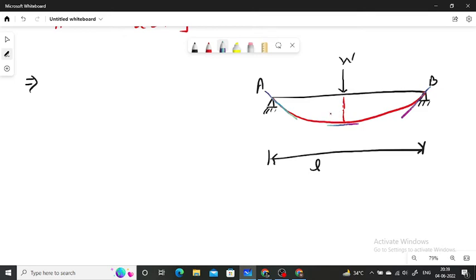Now here, if we consider a section XX at a distance x from the point A, and the deflection at this section is y, in that case the moment about this section XX will be equal to EI into d2y over dx square. Equation number 1.